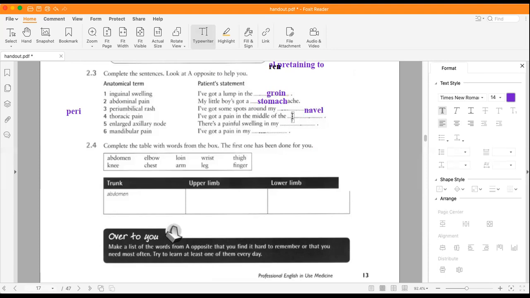Number four, thoracic pain. Thoracic comes from thorax, and thorax is the anatomical name for chest. So, "I've got a pain in the middle of the chest."